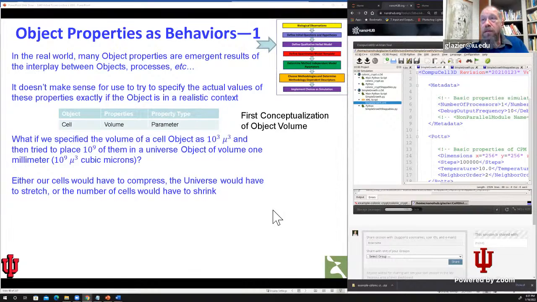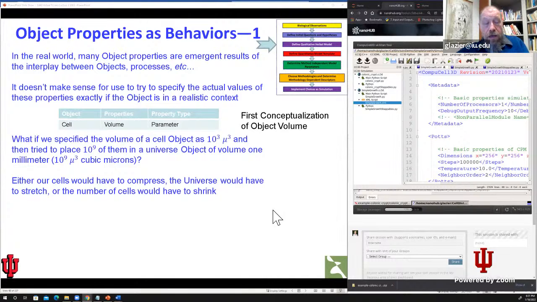A classic example of this would be the volume of a cell. If we had a box of 100 microns by 100 microns by 100 microns, and we asserted that we had 1 million cells in the box, and we asserted that each cell had a volume which was 30 microns by 30 microns by 30 microns, we'd be overfilling our box.